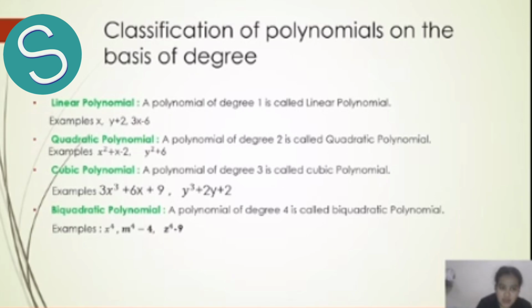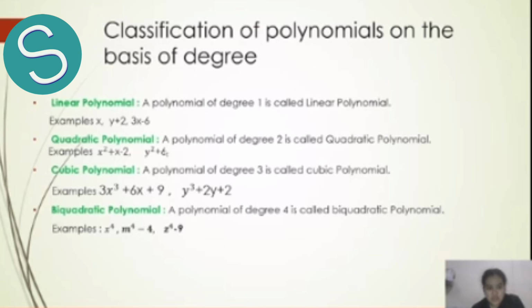For example, y plus 2. Here variable is y and its highest power is 1, so it is linear. Second is quadratic polynomial. A polynomial of degree 2 is called a quadratic polynomial.